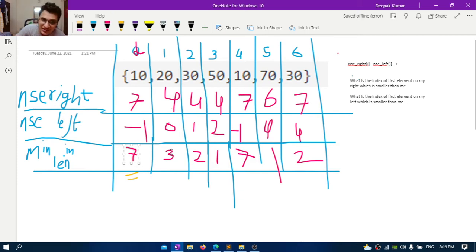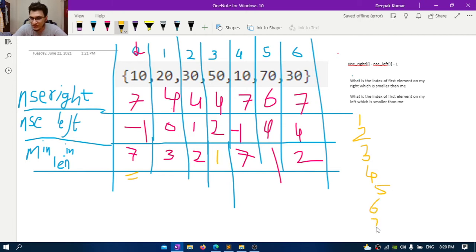What does 3 indicate here? 3 indicates that 20 is the minimum in length 3 around 20. 2 is the minimum in length 2 around 30. That is what it means. So in the end, what we have to calculate is the maximum of all the minimums of windows, of subarrays of each length, right? So how we will calculate it, consider this.